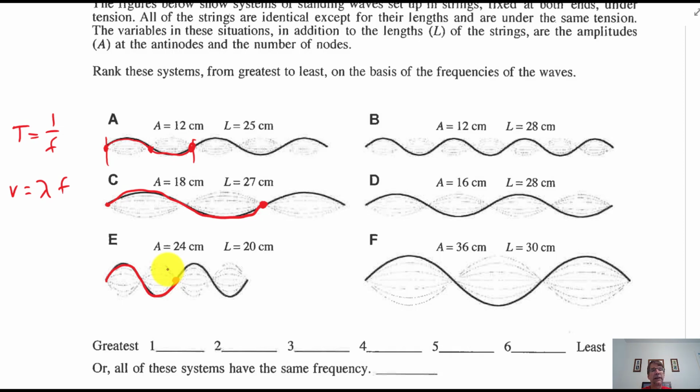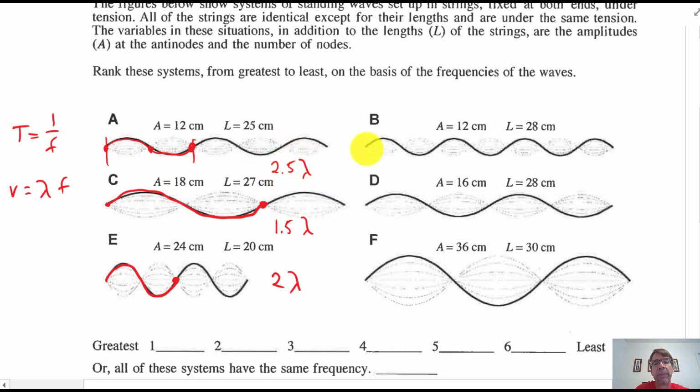So I can see that in E there's 2 wavelengths. So I have 2 wavelengths in part E. I have 1.5 wavelengths. I have 2.5 wavelengths in that one.